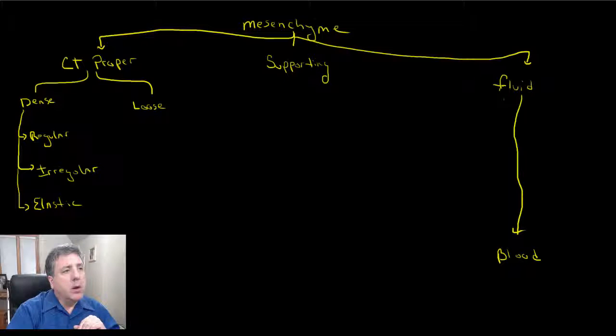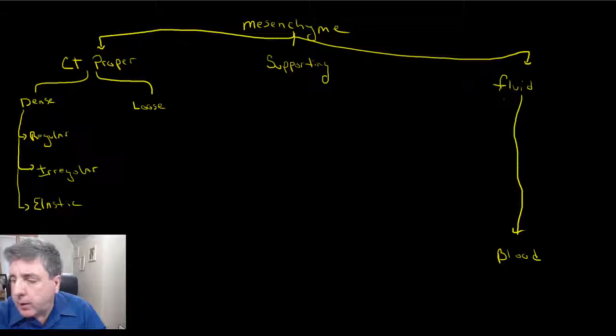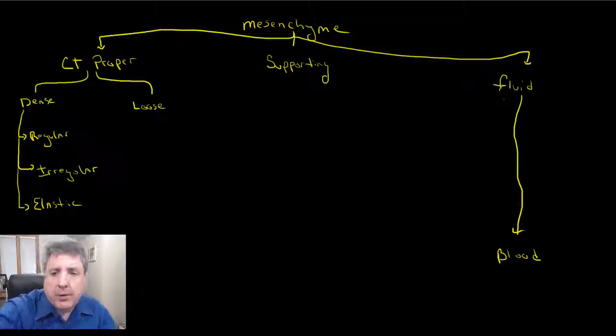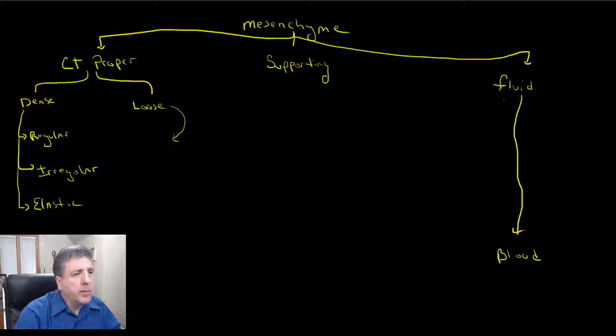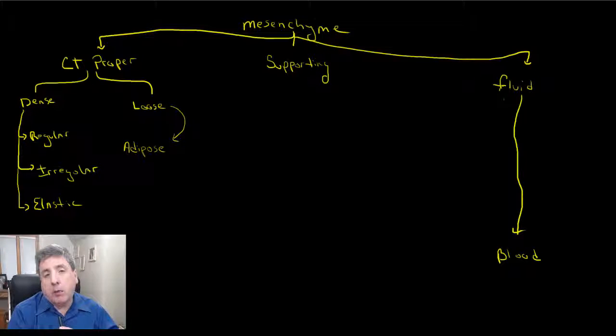Okay. Now, connective tissue proper, let's go down the direction for loose. And when we're looking at loose connective tissue, again, we've got three on the dense side. So on the loose side, let's start with adipose. Adipose tissue, if you recall earlier, the cells are adipocytes, and those are fat cells. They're kind of neat to look at, but not on your body. So you're looking at that.